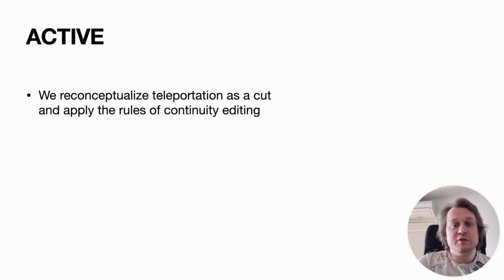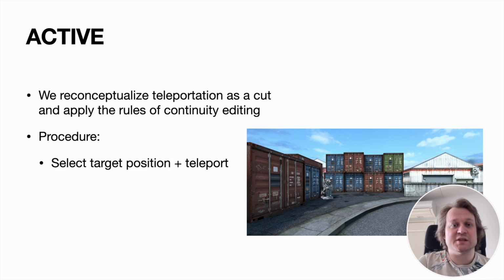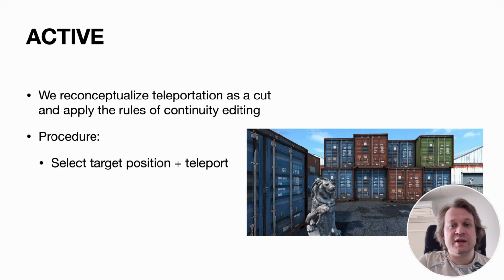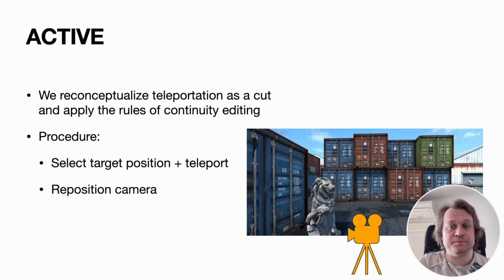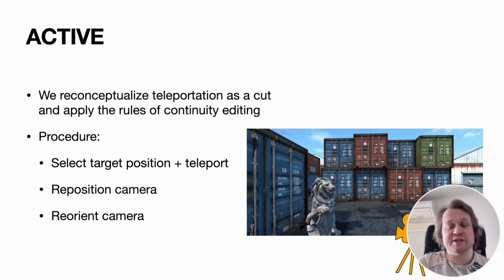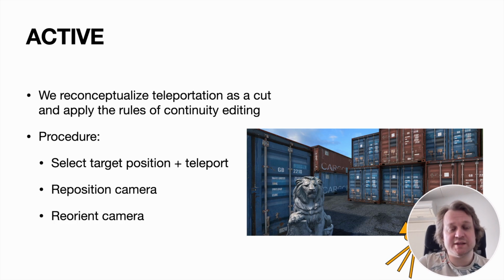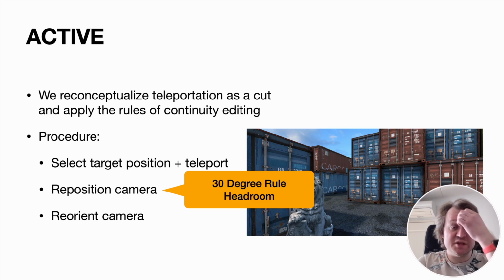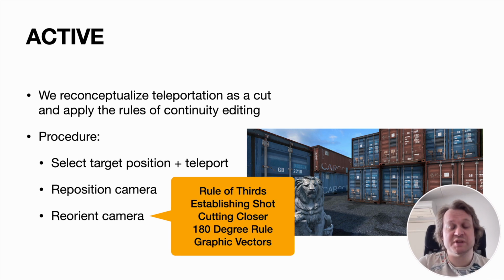So we designed a new navigation method called Active that is based on teleportation to experiment with these ideas. In Active, the user selects a target position and teleports as usual. Next, we reposition the camera, and last, we reorientate the camera to reframe any entities that are currently visible on screen. Repositioning uses two editing rules that are applied deterministically, whereas reorienting the camera uses multi-objective optimization to identify the best angle.